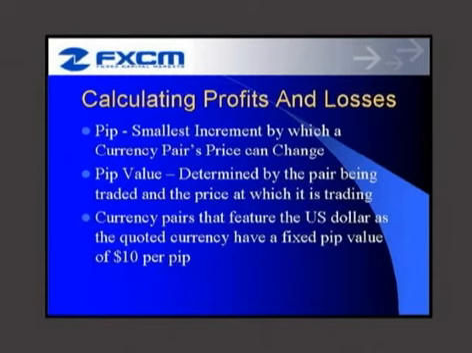The value of a pip is determined by the pair being traded and the price at which it is trading. You'll notice that currency pairs that feature the US dollar as the quoted currency, that's the second currency, have a fixed pip value of $10 per pip. When I say $10 per pip, that refers to a standard trading account. However, there are mini accounts available. In a mini account, just think of it as being everything is 1/10 of the size of the full-sized account.